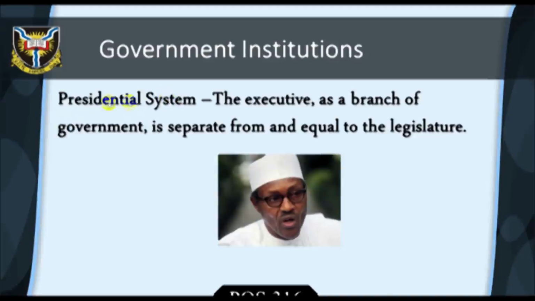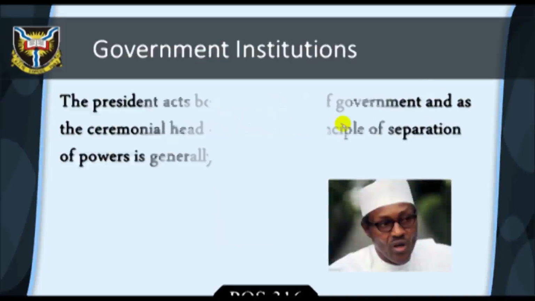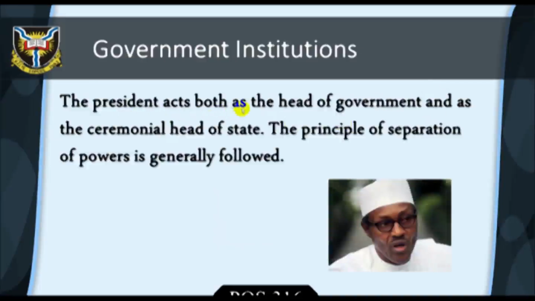Presidential and parliamentary systems. Other important institutional classifications which could be useful to students of comparative politics include the presidential system and parliamentary system. In the presidential system, the executive as a branch of government is separate from and equal to the legislature. Each chief officer in Nigeria, for example, is the president at the federal level, while at the state level is the governor, and at the local government level, he is the chairman. Each is supposed to be chosen by the people, that is the electorate, rather than by the legislative branch.